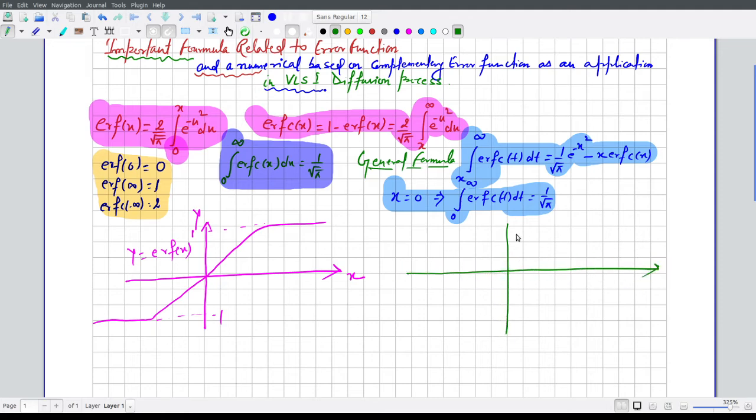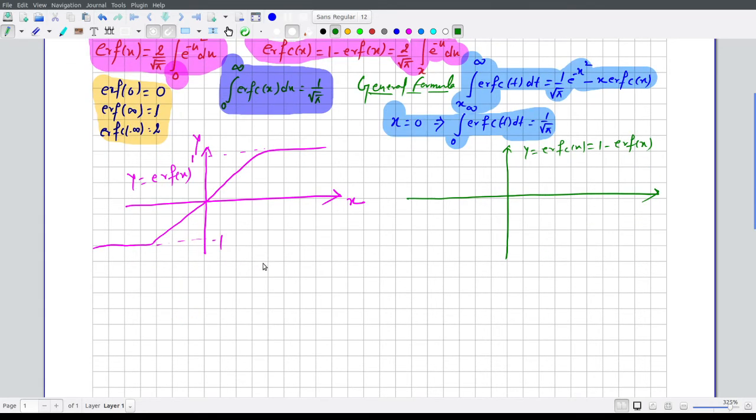the complementary error function graph, erfc of x, is nothing but simply 1 minus erf of x. So you just think, if there is a minus term, this should be like that. For example, if we have the error function y equals erf x, then how to plot 1 minus erf x. For this I am just giving you a very simple hint.